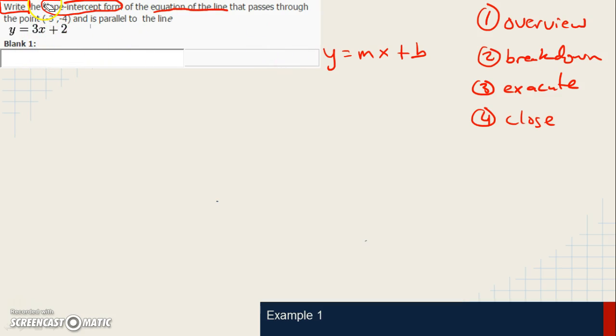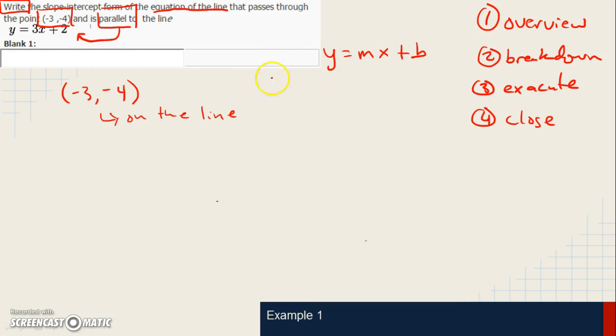So if we look at the numbers, the first numbers that it gives us is this coordinate point, (-3, -4). And what does it tell us about this coordinate point? It says that the line that we're going to create an equation for passes through it. So this coordinate point is on the line, or is a solution to the line or equation that we're going to create. And then it tells us that the line we're creating is parallel to this line right here.